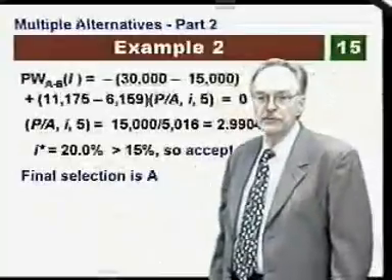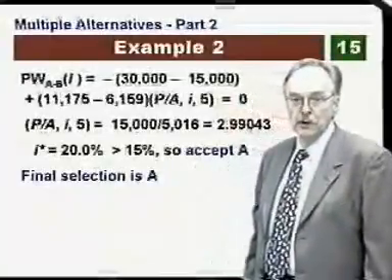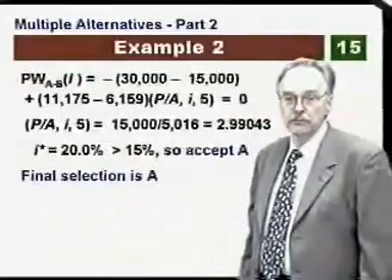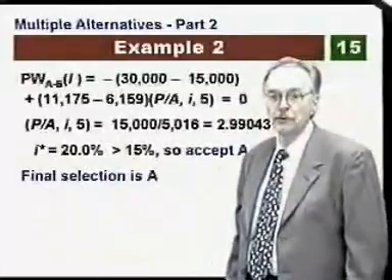So we've run out of alternatives because this is a situation where the basic projects are mutually exclusive. Our final selection in this example is alternative A.